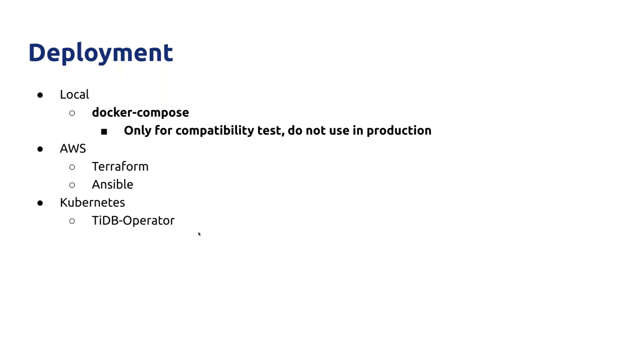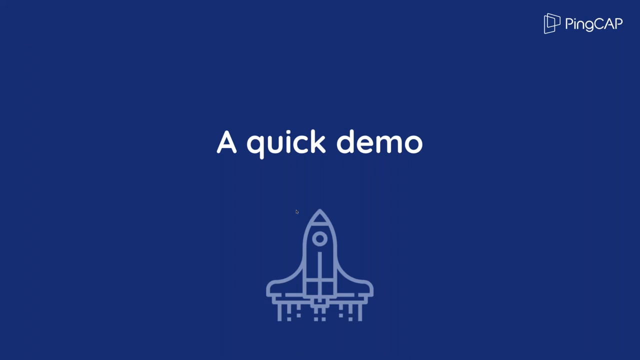And in the future, we will encourage users to use the Kubernetes deployment because maintaining a large scale distributed system is a little bit painful. Even though we provide some tools like Terraform, Ansible, it is still very painful. So in the future, the roadmap will put more effort in the Kubernetes deployment, cloud native, right? Okay, demo time.